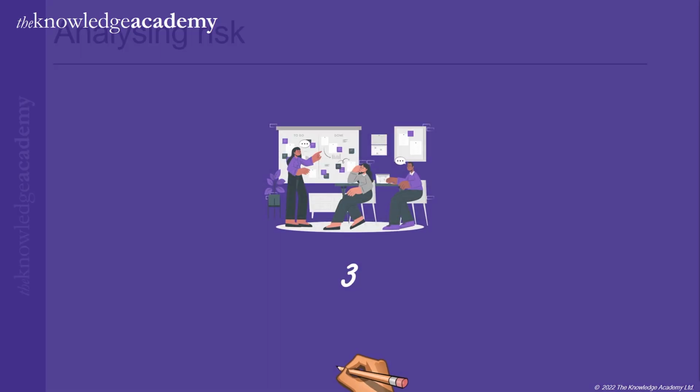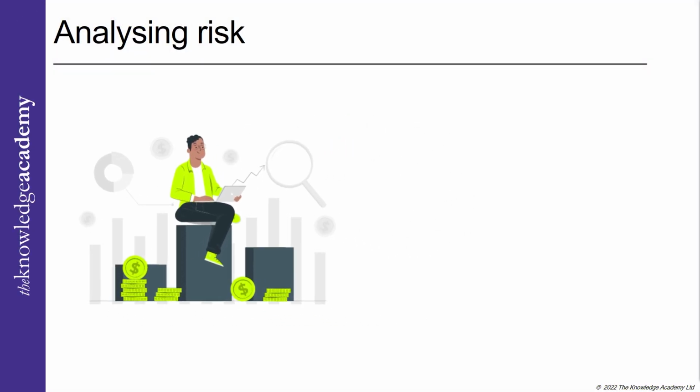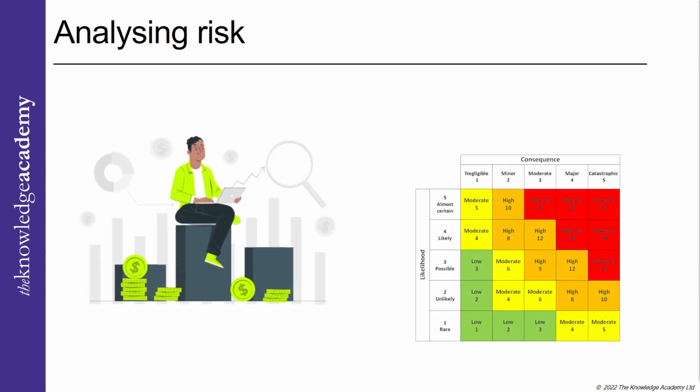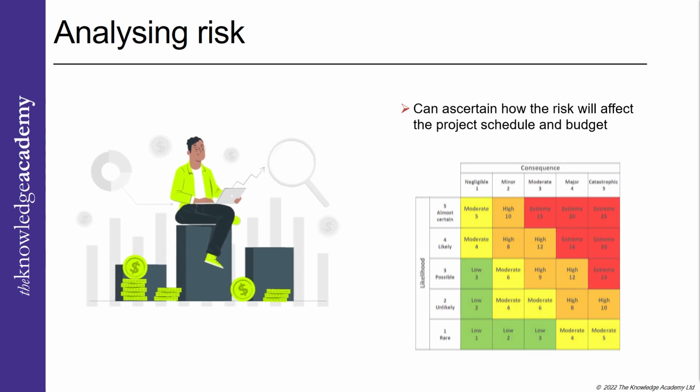Phase 3. Analyzing the risk. After identifying the potential risk, you need to analyze these risks using quantitative and qualitative methods. Qualitative and quantitative analysis can ascertain how the risk will affect the project schedule and budget.